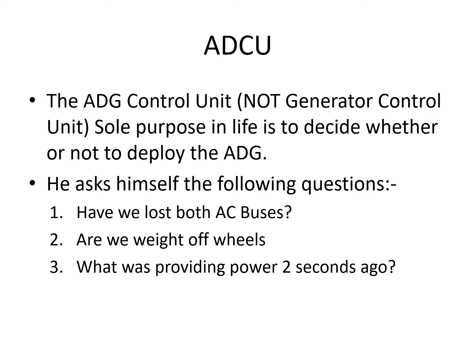He makes a decision whether to deploy or not the ADG. And to do that, he asks himself the following questions. Number 1, have we lost both AC buses? Number 2, are we in a weight off wheels situation? Number 3, if both of those are true, okay, what was providing power 2 seconds ago? And then based on the outcome of those answers, he will then deploy or not, as the case may be, the ADG.